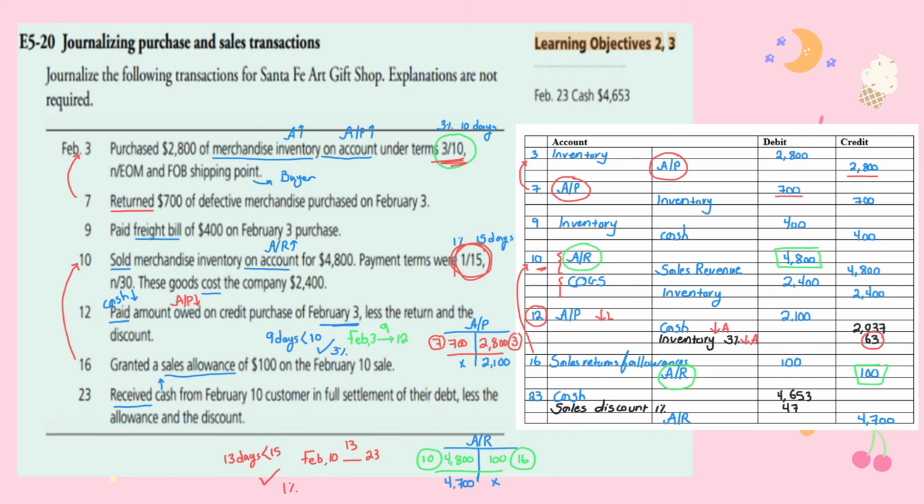What if I paid after the discount period, after the 10 days mentioned here? What's gonna happen? I'm gonna pay the full amount, which is the 2,100. So my entry will be AP to cash, if it was after the discount period. It's gonna be AP to cash, and the amount will be the full amount, which is 2,100.